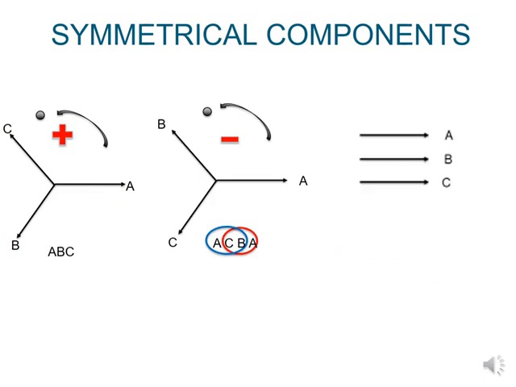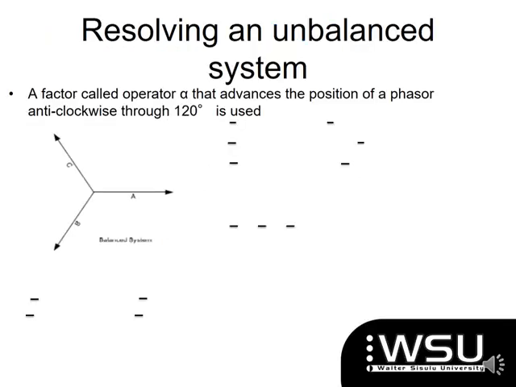Here are all three of them put together for you, and these we call our symmetrical components. Whenever you have an unbalanced fault on your system, the system will result in three symmetrical components: your positive, your negative, and your zero phase sequence.